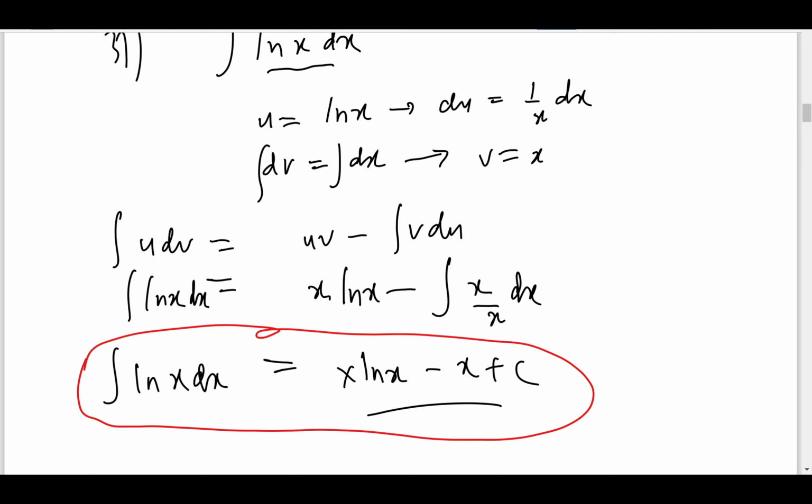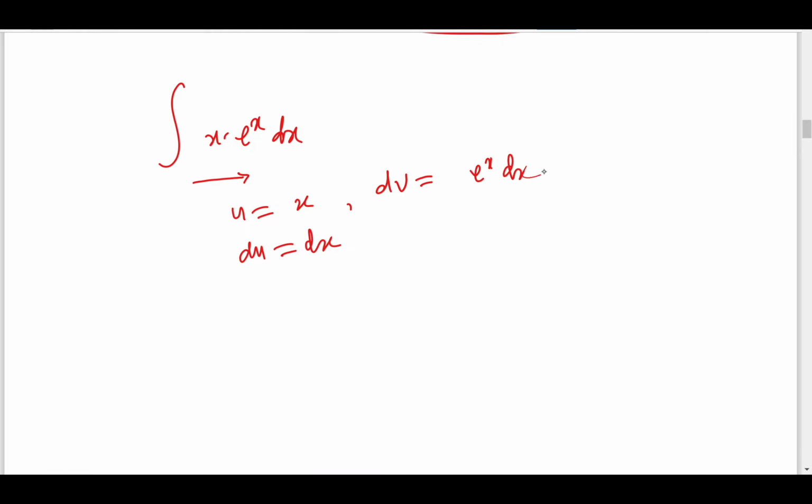Integration of x times e^x dx. For this case, you are going to let u equal x, du equal dx, and dv will be e^x dx. You integrate, v will be equal to e^x.